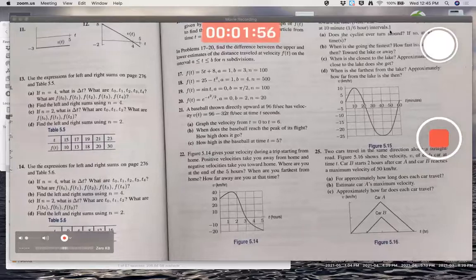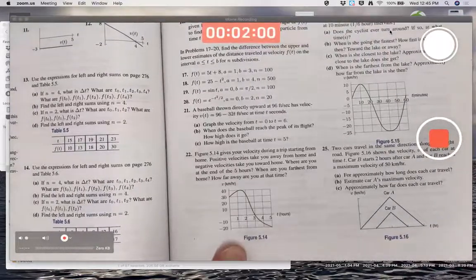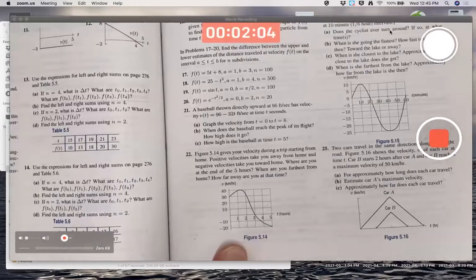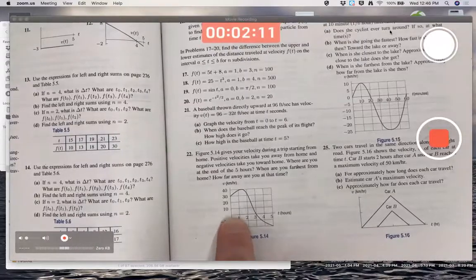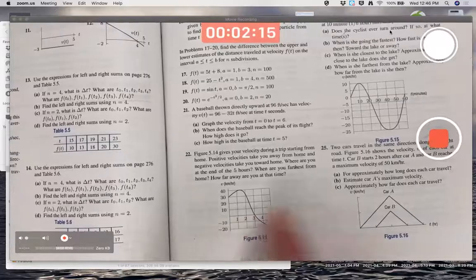It's number 22 here, right there. This figure gives you your velocity during a trip starting from home. Positive velocities take you away from home, and negative velocities take you toward home. Notice the horizontal axis is right here. It's not bold-faced, but that is the horizontal axis.